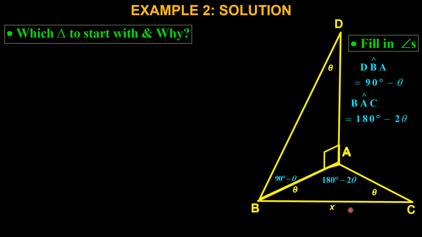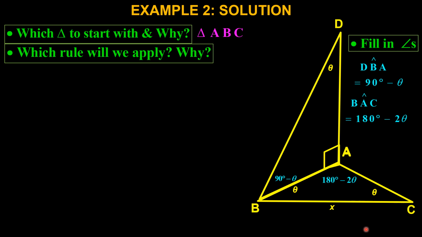Now we're ready to start. But which triangle do we start with? We need a triangle with a side length. That means we go to ABC; ADB is not going to help us. So we have to start with ABC. Now, which rule do we apply? If we look at ABC, we've got a side and angles, more than enough for the sine rule. So we're going to use the sine rule.